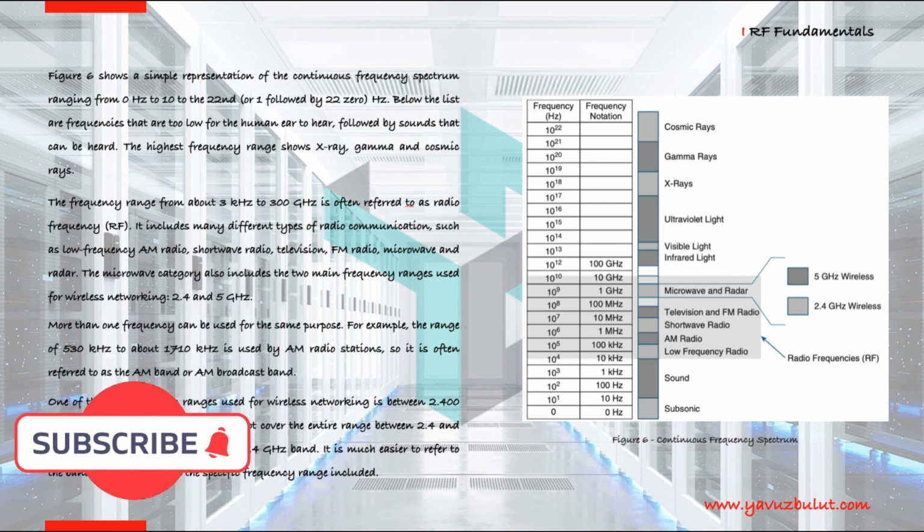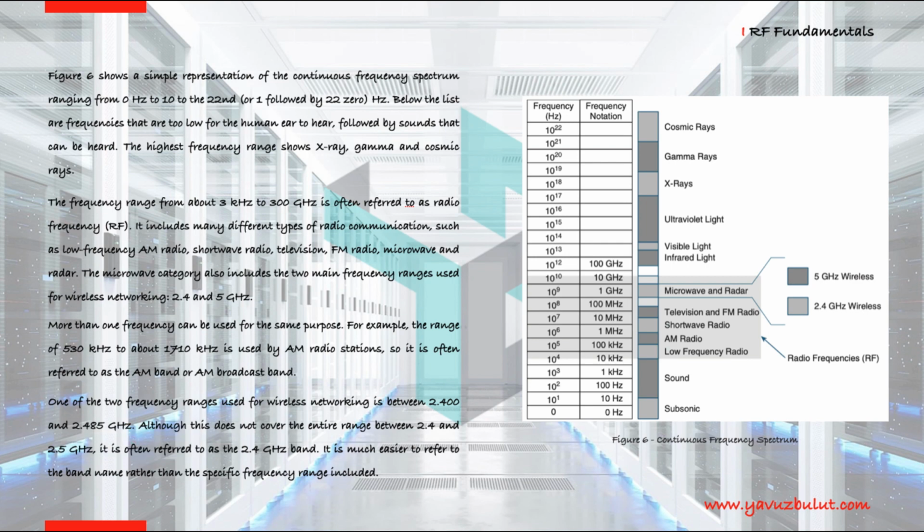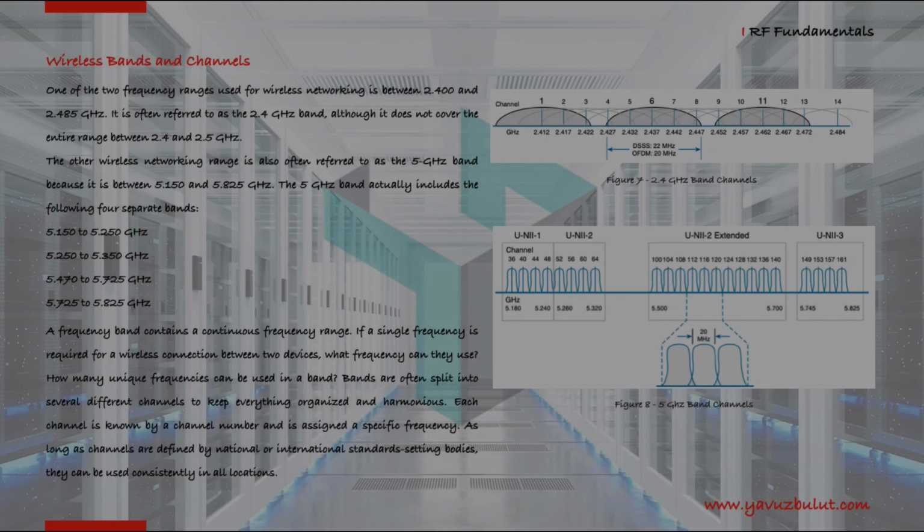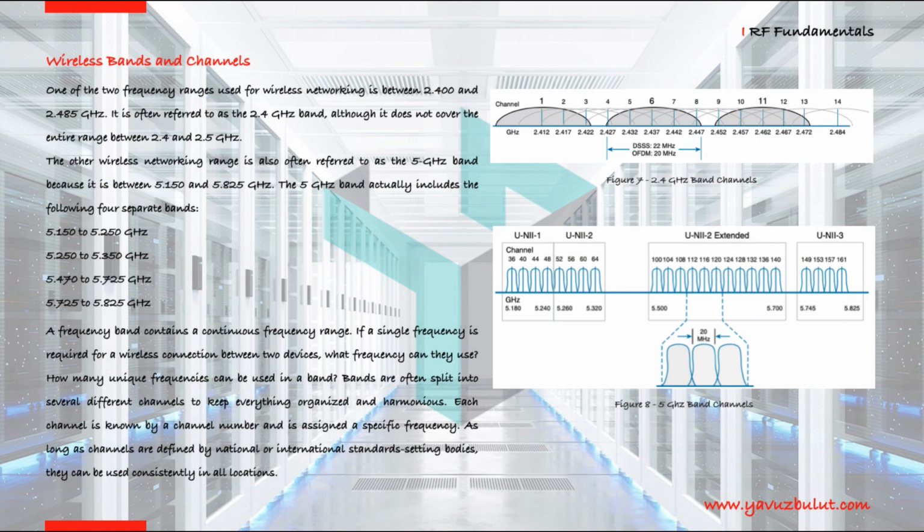For example, the range of 530 kHz to about 1710 kHz is used by AM radio stations, so they are often referred to as the AM band. One of the two frequency ranges used for wireless networking is between 2400 and 2485 GHz. Although it does not cover the entire range, between 2.4 and 2.5 GHz, we usually refer to it as the 2.4 GHz band because it is much easier to refer to the band name instead of the specific frequency range included. On this page, let's talk about the wireless band and its channels.